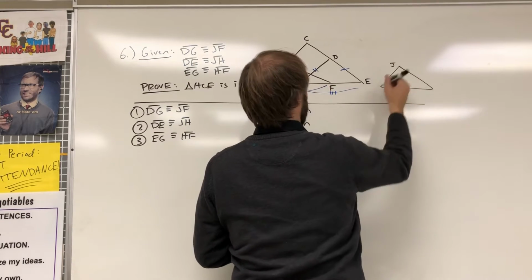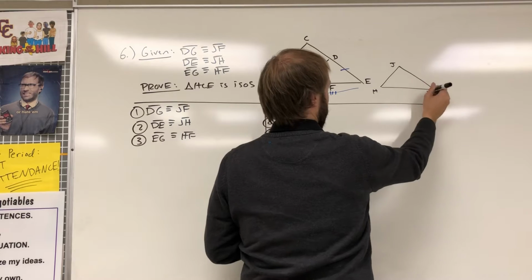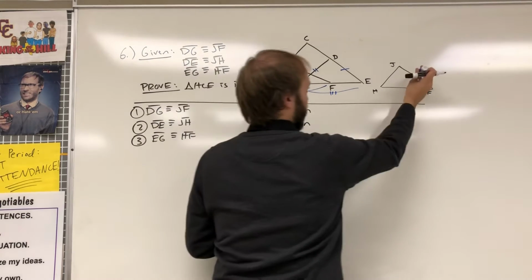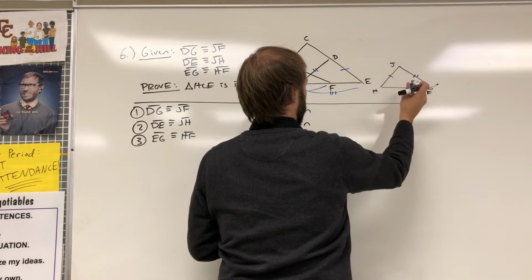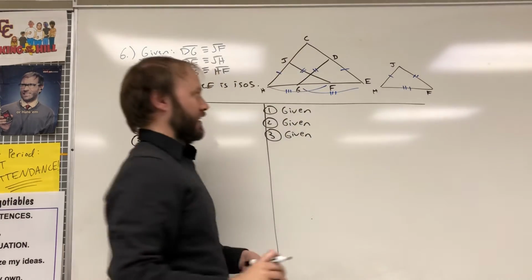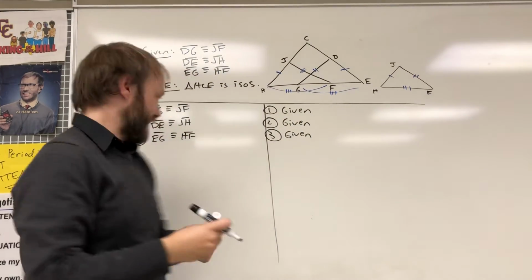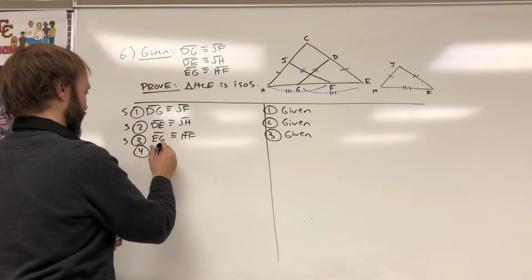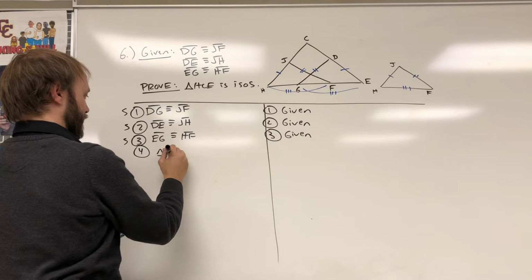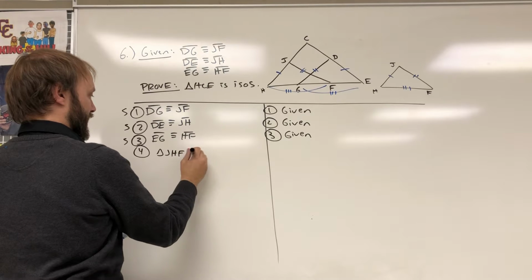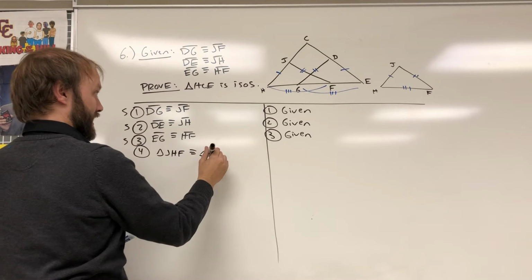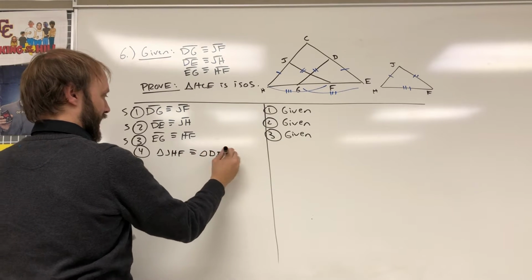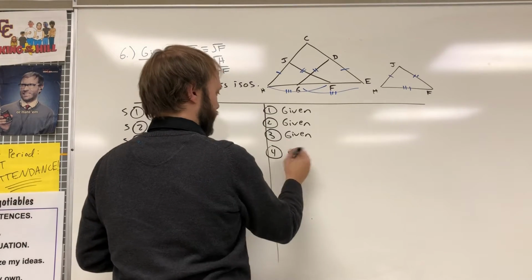For example, I've got JHF here, and if you look at my markings, we have that side and we have that one, and we have that one. And so anyway, it is a side, side, side. We have that with the given. So I'm going to go ahead here and say that triangle JHF is congruent to triangle DEG, and that's going to be by the side rule.